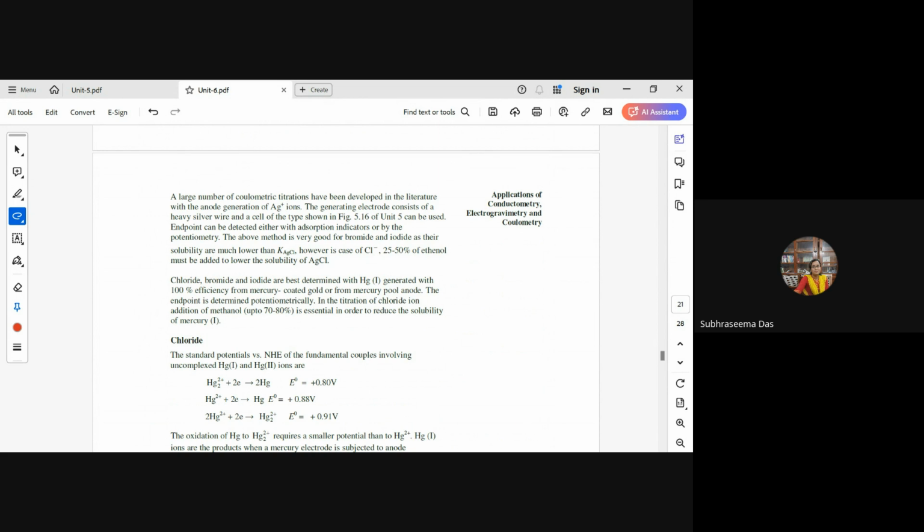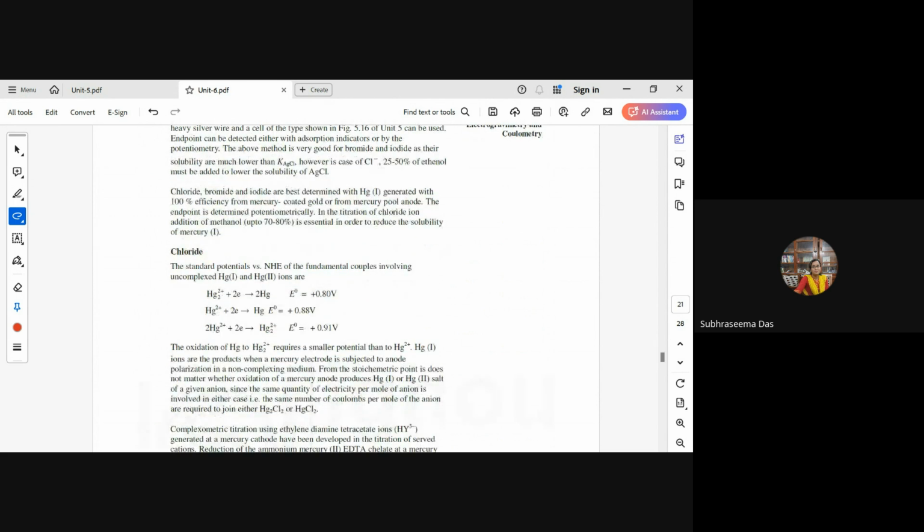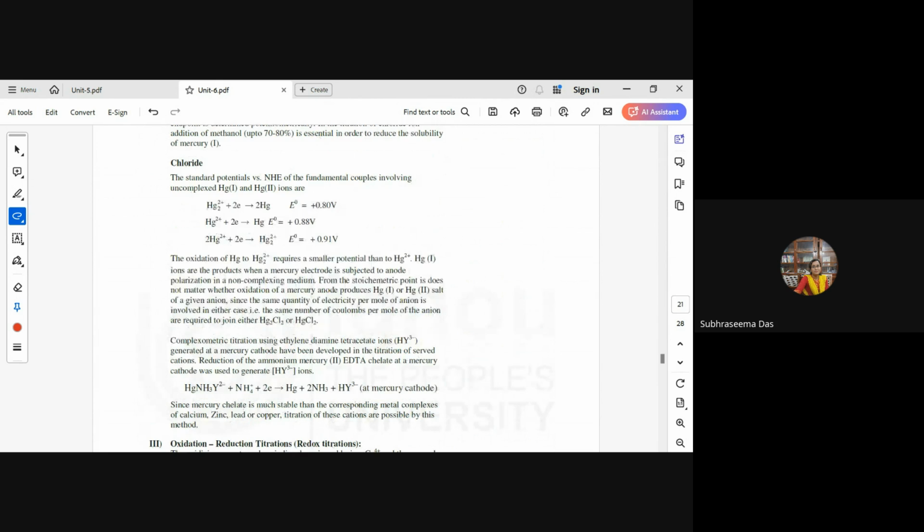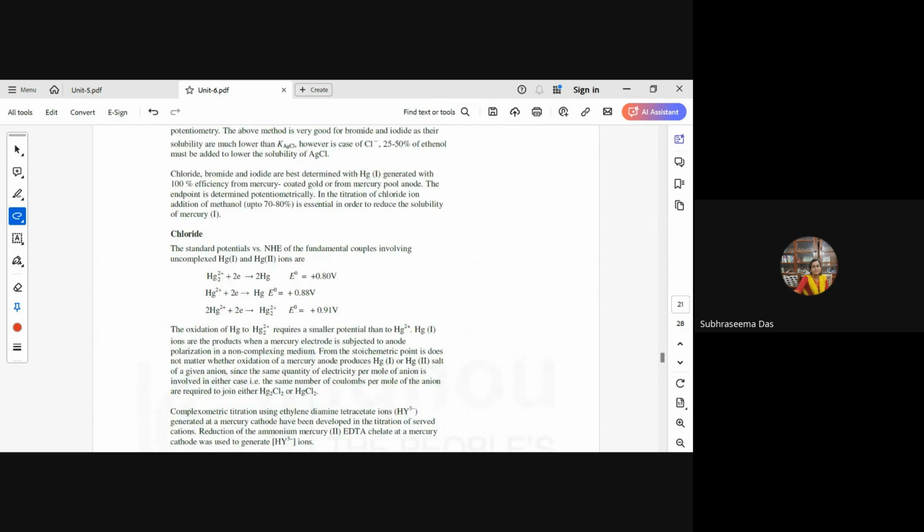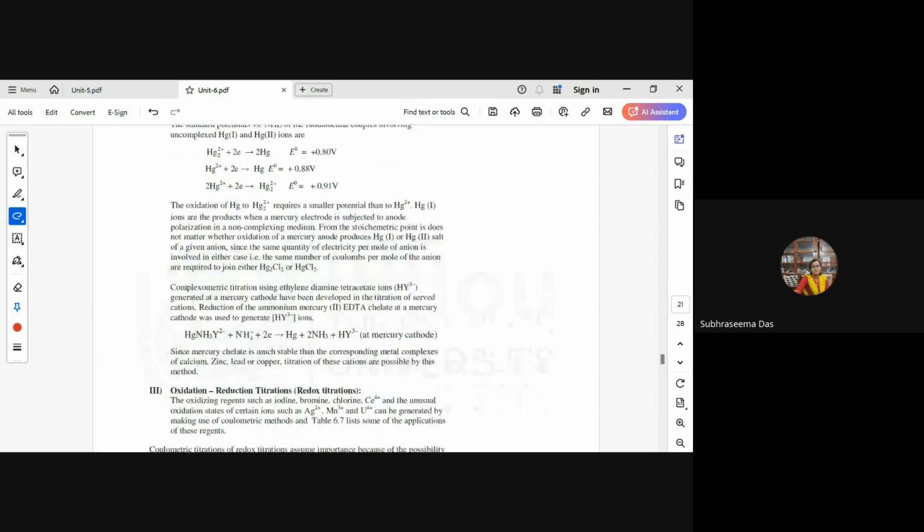and this method is very useful for determination of bromide and iodide solutions. Chloride, bromide, and iodide have been determined by such coulometric titrations. They have been quantified this way, and that also gives good results. For chloride in particular, the standard potentials have been listed here. For oxidation, they require a smaller potential.